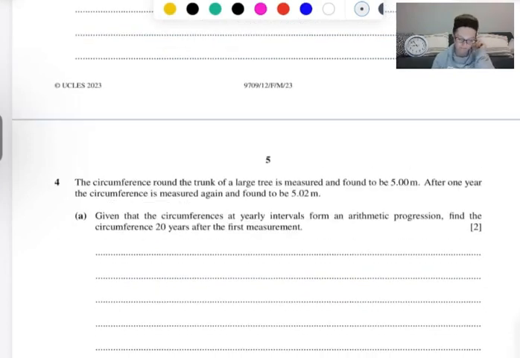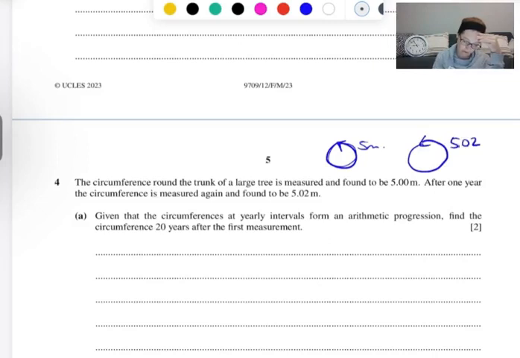Okay, next question. The circumference around the trunk of a tree is measured and it's found to be 5. Okay, so that's the full length around. After 1 year, the circumference is measured again and it's found to be 5.02. Okay, so this is in the beginning. That's my U1. And then this is now my U2, which is after 1 year.